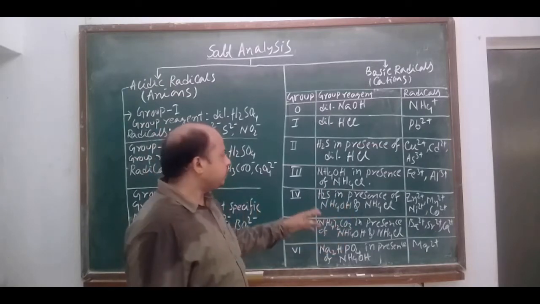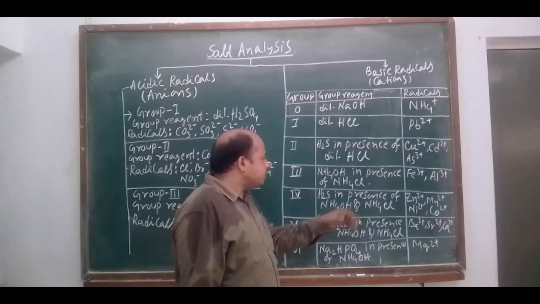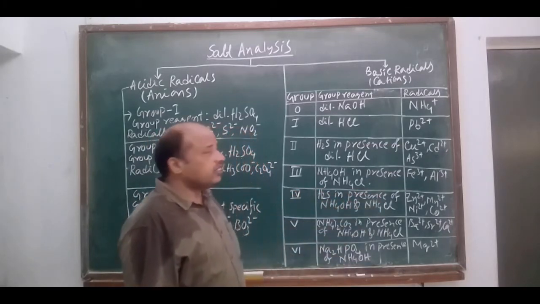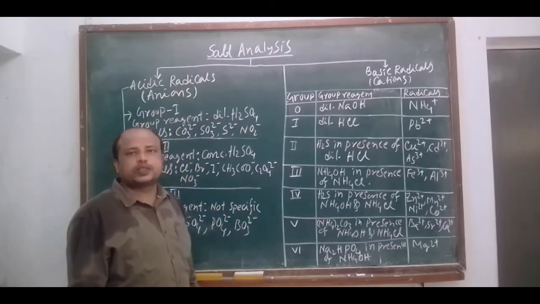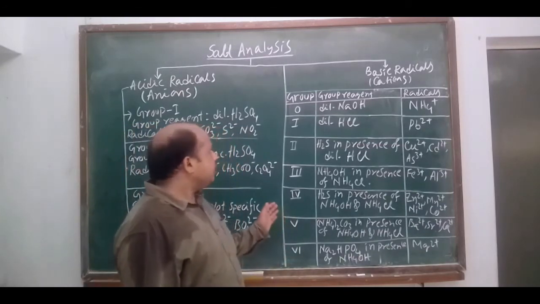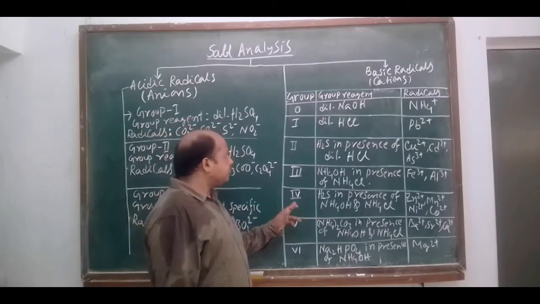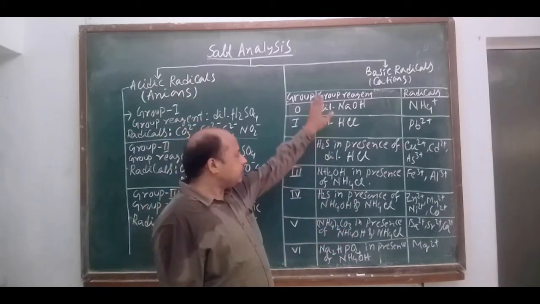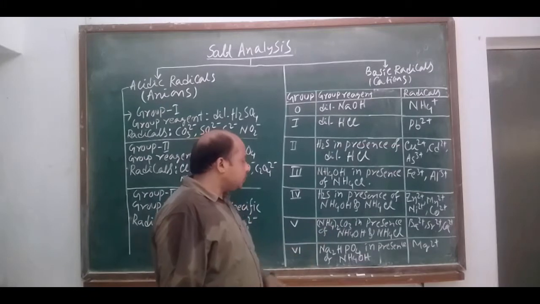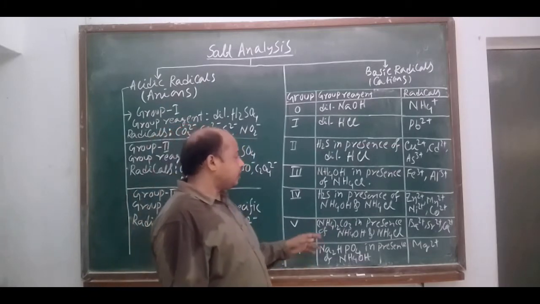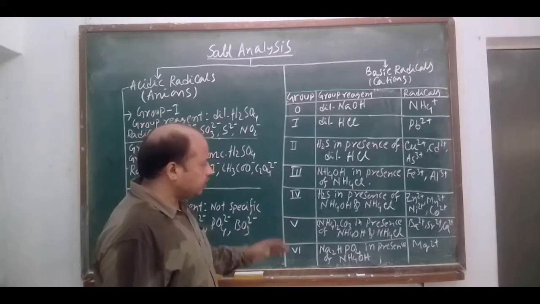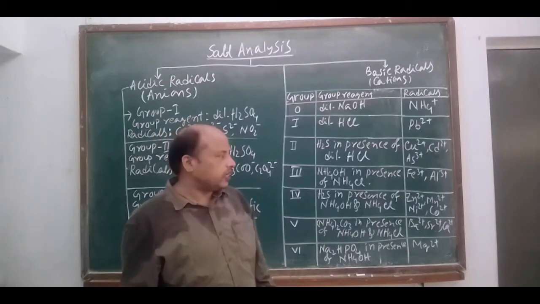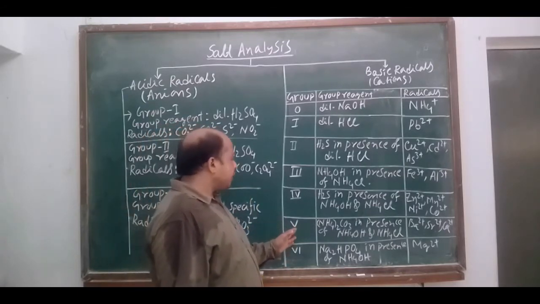If it doesn't react with the above group reagent, then what do we have to do? We have to treat the salt with the reagent H2S in presence of NH4OH and NH4Cl. If it reacts, then the radicals that may be present are Zn2+, Mn2+, Ni2+ and Co2+, and it is categorized as group 4. If the given salt sample doesn't react with the above group reagent, then we treat it with ammonium carbonate in presence of NH4OH and NH4Cl. If it reacts, the radicals that may be present are Ba2+, Sr2+ and Ca2+, and it is categorized as group 5.